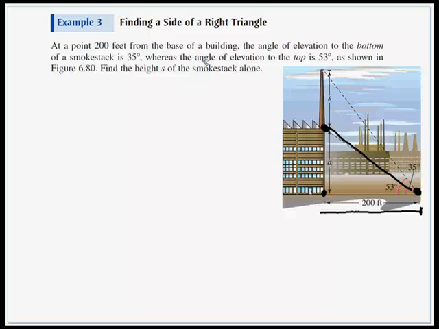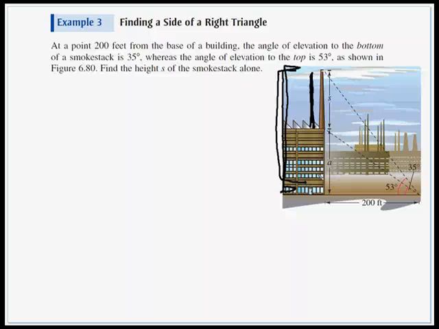Whereas the angle of elevation to the top is 53 degrees. So here is a 53 degree angle. And if we follow that up, we take that to the top of the smokestack. Find the height of the smokestack alone. So let's see, what's the height of the smokestack by itself? Well, if we find the overall height of the total building and the smokestack, and subtract out just the height of the building, we'll be left with just the smokestack.